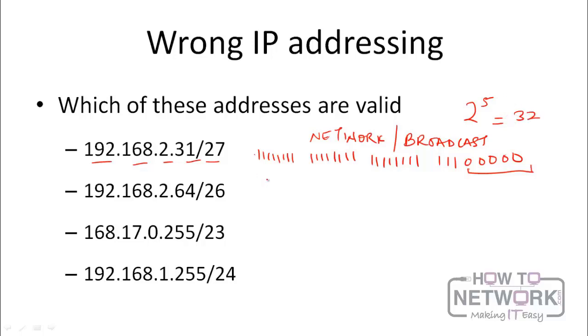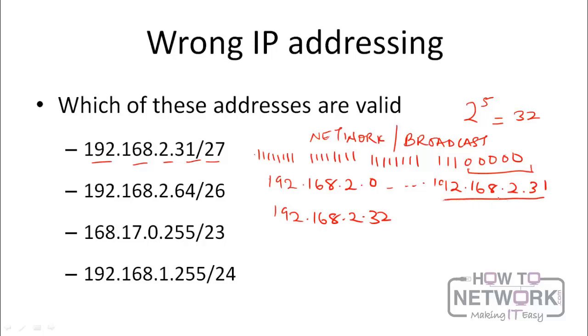And that means that for the first network, we will have 192.168.2.0 all the way to 192.168.2.31. And the next one will start from 192.168.2.32. So from this, we can see that 192.168.2.31 is a broadcast address, so it's not a valid IP address. You cannot assign it to a host.